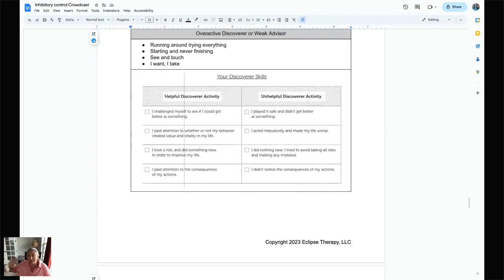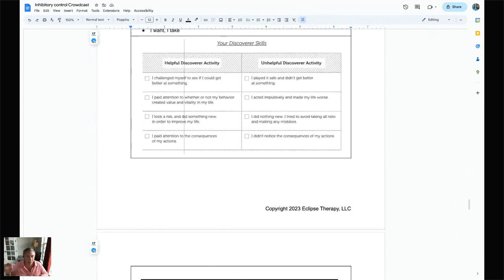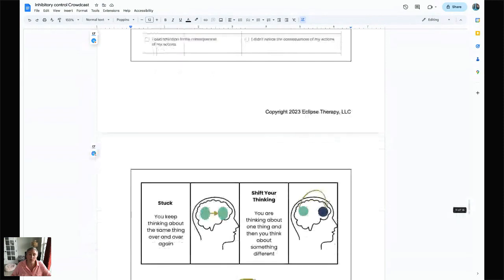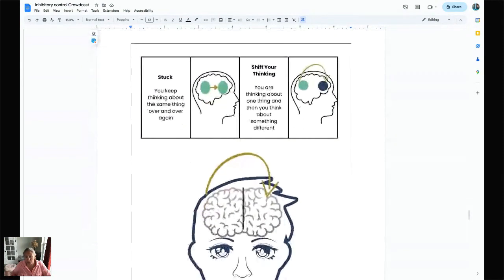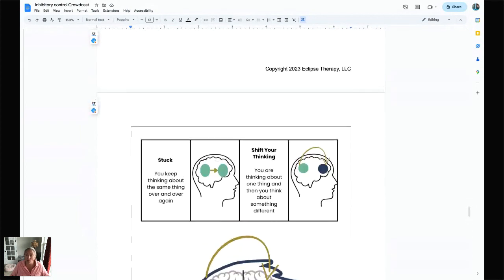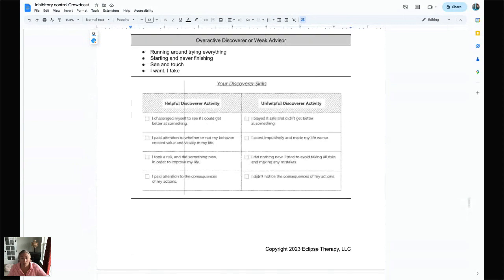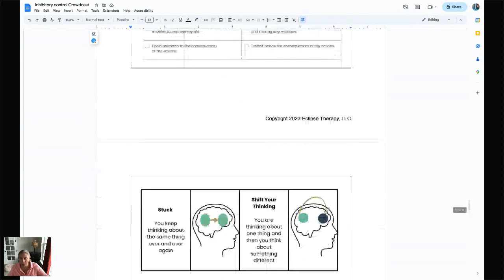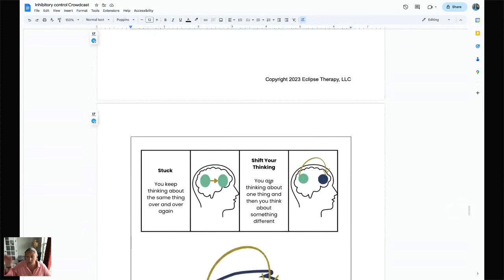Again, we can't just say, all right, we're getting rid of that impulsivity. We've got to build this repertoire of tools, this repertoire of skills, and those degrees of freedom. So this visual of being stuck or shift your thinking can be really helpful when we're talking about some of this overactive discoverer stuff, right? Because when we are shifting our thinking, we are sometimes overactive. We're shifting when we need to be stuck, when we should be using our advisor, and kind of stuck on those helpful rules. It's good to be stuck.